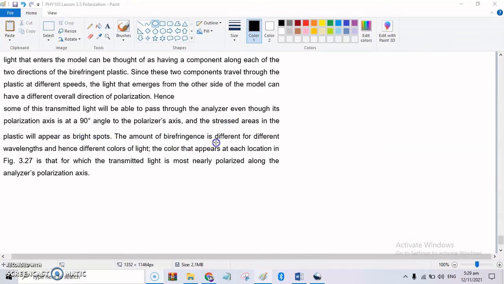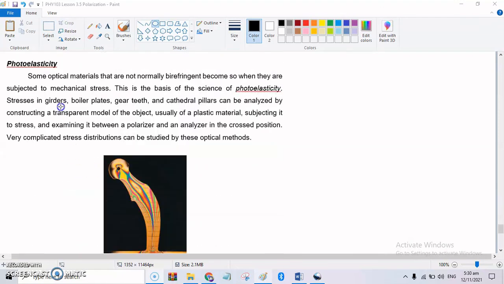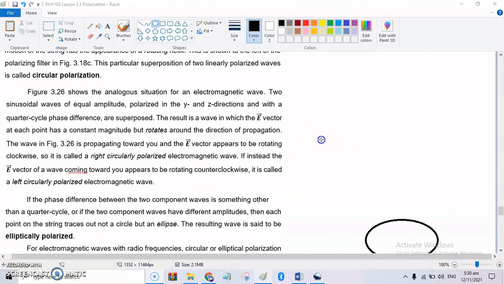The amount of birefringence is different for different wavelengths and hence different colors of light. The color that appears at each location in figure 3.27 is that for which the transmitted light is most nearly polarized along the analyzer's polarization axis. So, photoelasticity is just an application of how polarization works in industry and also in the field of medicine.